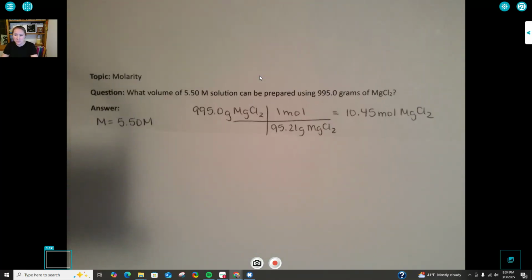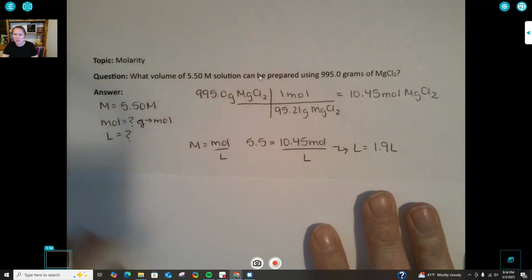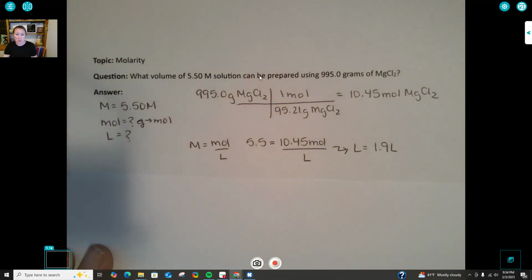Another one I like to do is with molarity. Now with molarity, it's really common to have to solve for the volume of a certain molar solution because that is applicable. It's something that you could easily have to do. I want to make a 5.5 molar solution. I have 995 grams of my magnesium chloride. What volume do I need to use, right? This happens in the lab.